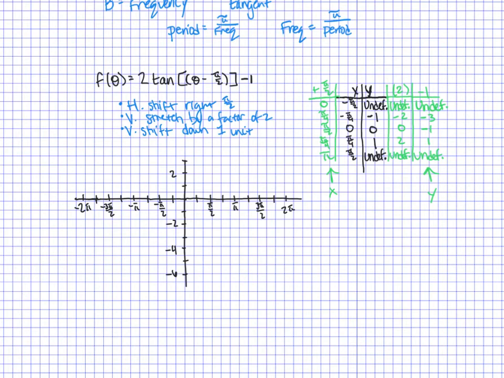So first I see that at 0, we have something undefined. So that's going to mean an asymptote for us. So let's do that here. Please make sure to actually mark up your asymptotes. They're denoted by a dashed line. Let's see. Next, we're going to have pi over 4, -3. We have pi over 2, -1. We have 3 pi over 4, +1. And then we have another asymptote or something undefined at pi.